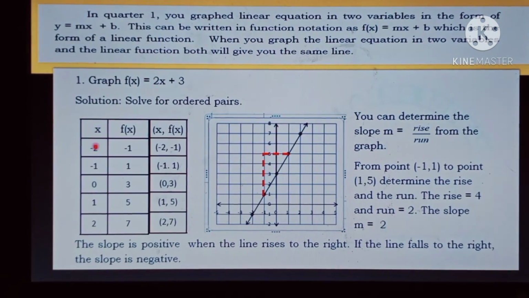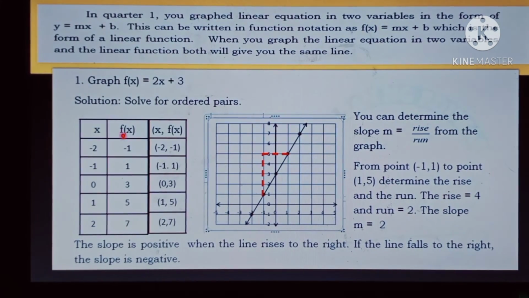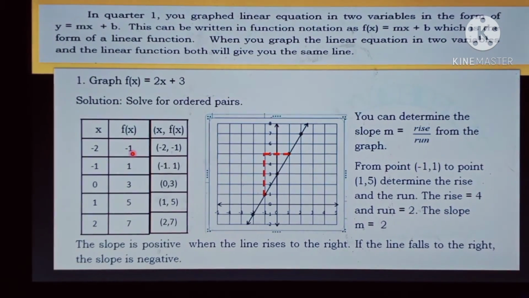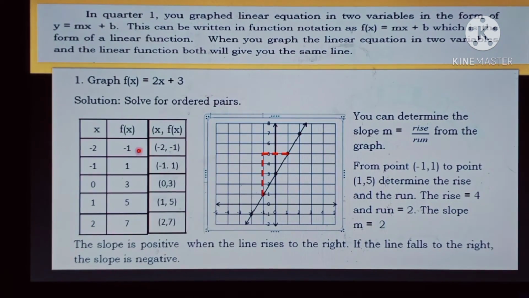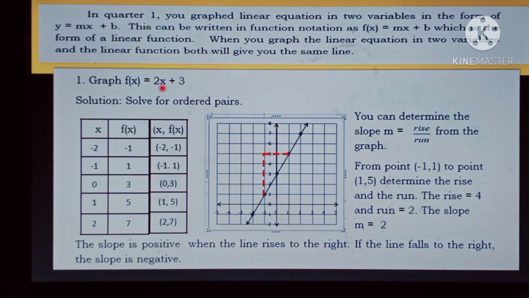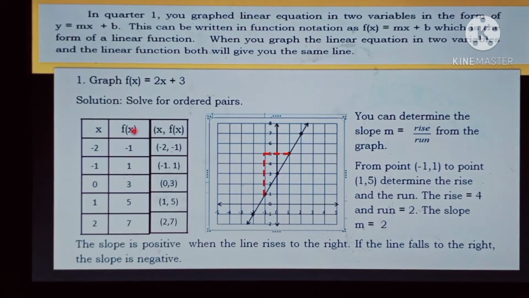so, you have the values of x: negative 2, negative 1, 0, 1, 2. Yung f of x mo, which is negative 1. So, paano nakuha si negative 1? Kasi ito na yung value ng, itong negative 2, you substitute it here. So, 2 times negative 2 is negative 4. Plus 3, that is negative 1. So, ito yung y. Ginawa lang f of x kasi we're talking about function.